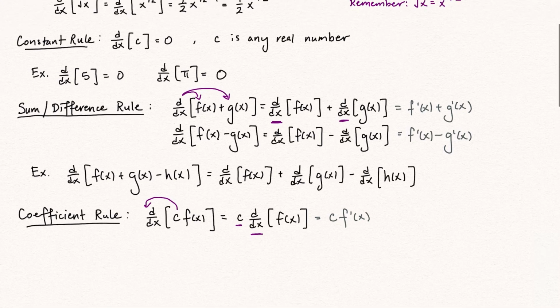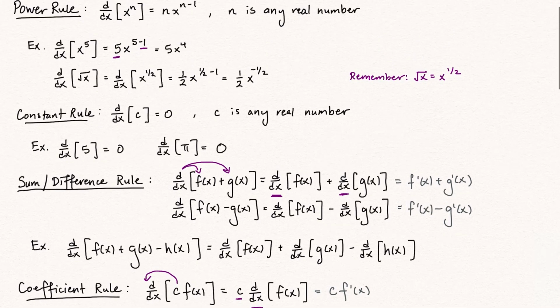All right, so now with all four of these rules in mind, let's see them in action on a few example problems. So for our first one, let's consider the function 2x cubed minus 3x squared plus 5. And we want to find the derivative.